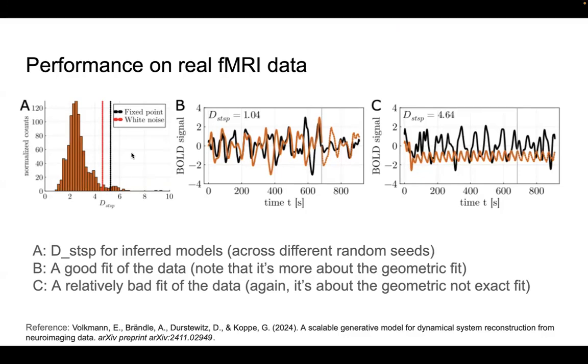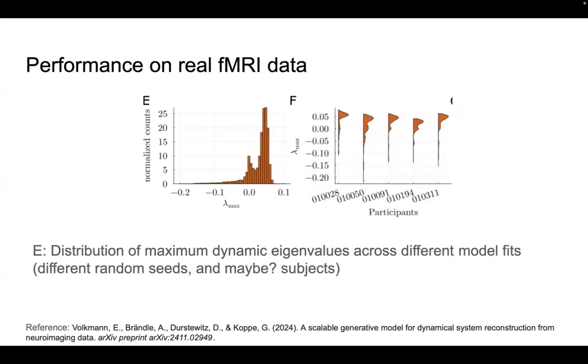And these are the KL divergences for the inferred models across different random seeds. And they show what it would have looked like if it was a fixed point, and what it looks like if it was white noise. So in some sense, they're showing that clearly they're fitting something interesting because it's doing way better than white noise and a fixed point. That's the point of those lines in the A figure here.